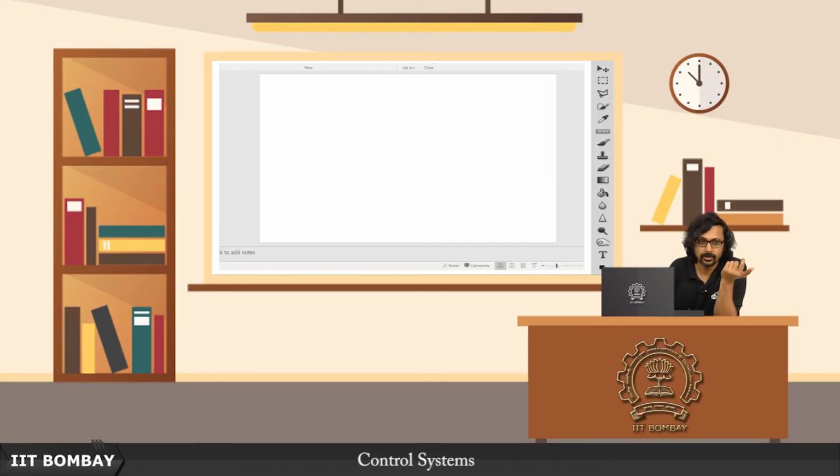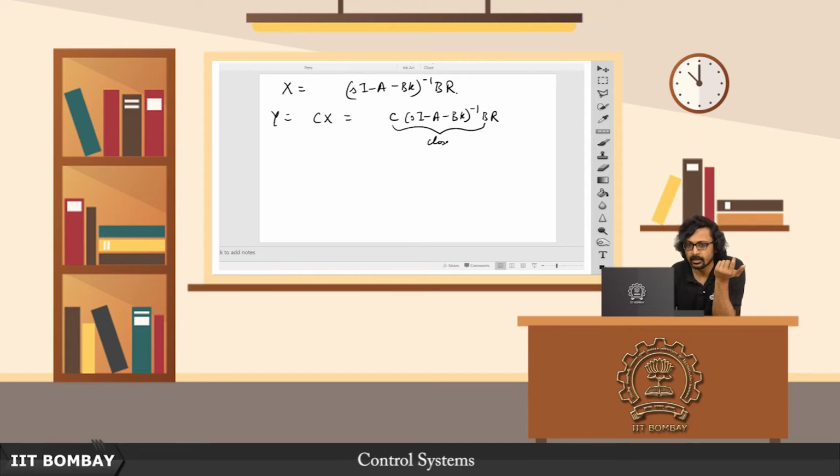So therefore what I can now write is X is equal to Si minus A minus Bk whole inverse times Br. Therefore Y is equal to Cx is equal to C times Si minus A minus Bk whole inverse times Br, thereby telling me that this is my closed loop transfer function. And if this is my closed loop transfer function, this is exactly what I wanted, bingo, right. This is exactly where I want it to be.